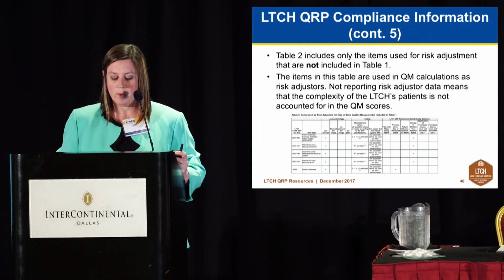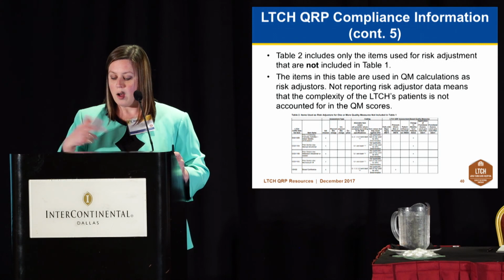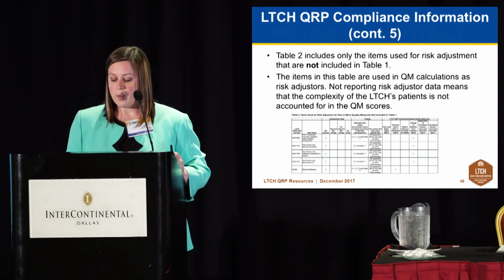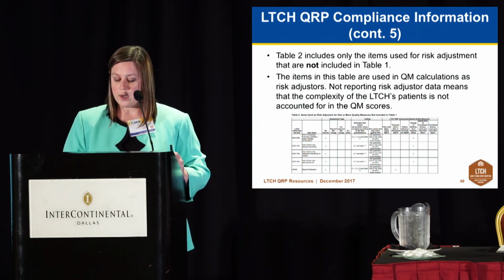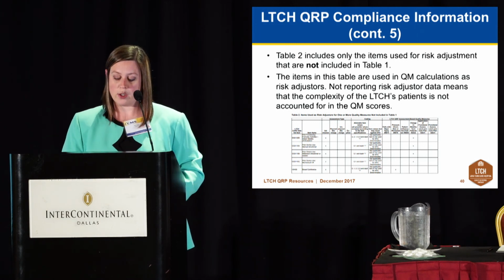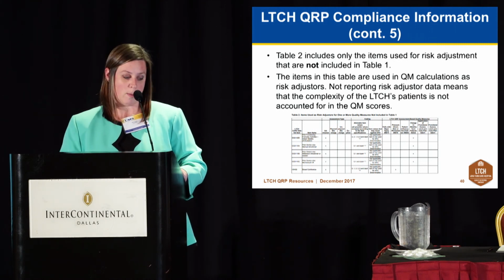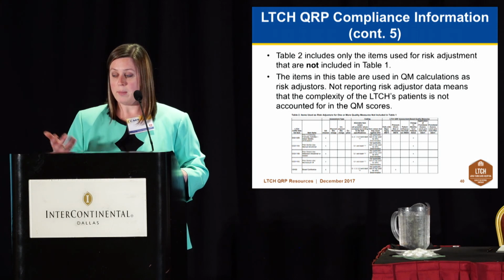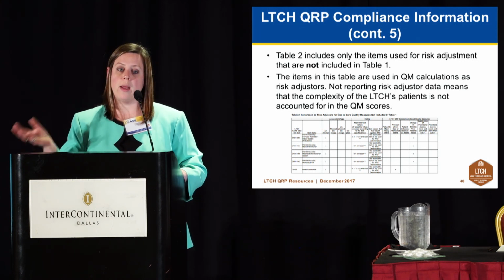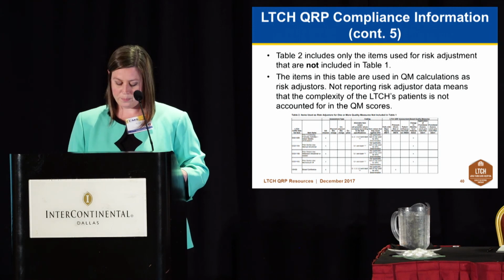And in the second table, we see only the items that are used for risk adjustment that are not already in Table 1. So they are used as risk adjusters, and if we don't report them, then our risk adjustments could be compromised. We might not reflect our patient complexity to the best of our ability. And so it's really important that if it's not primarily required for data submission and it's required for risk adjustment, that we report those completely as well.